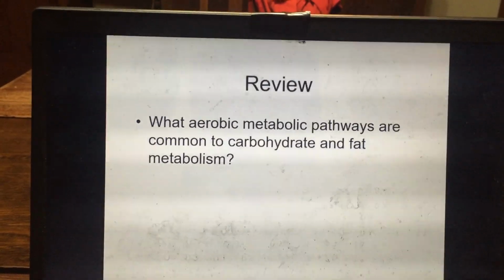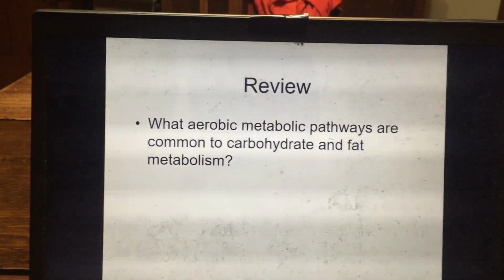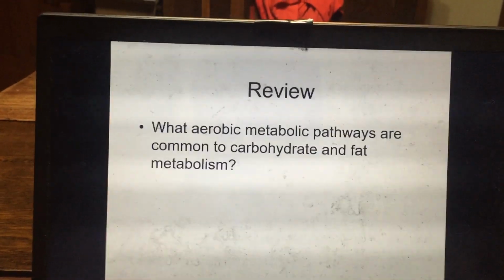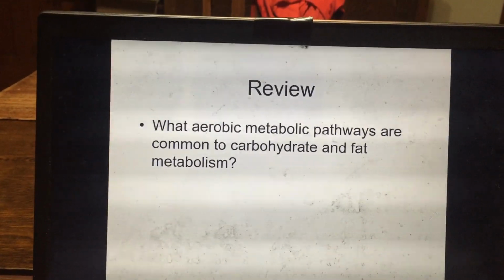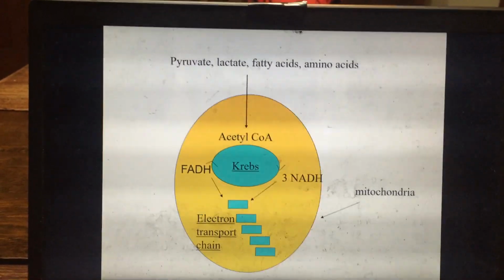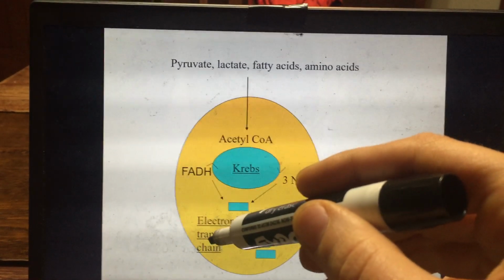So this is a bit of a review. What aerobic metabolic pathways are common to carbohydrate and fat metabolism? And you can also say protein metabolism. So this would be the aerobic breakdown of carbohydrates or fats. The answer here is the Krebs cycle and the electron transport chain.